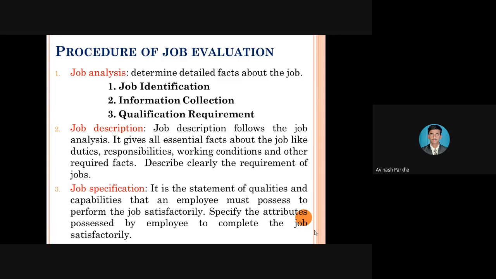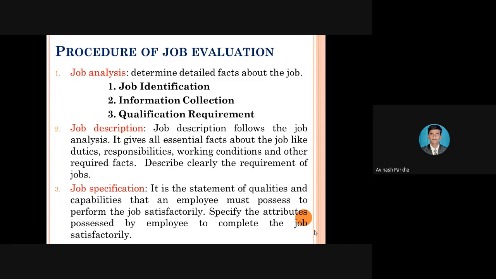Then the second is called job description. Here I have written that the job description follows the job analysis. It gives the essential facts about the job like duties, responsibilities, working conditions, etc. Through job analysis you will get the information related to how the duties are to be performed, who is responsible for that particular work, and under which working condition the operator is working.